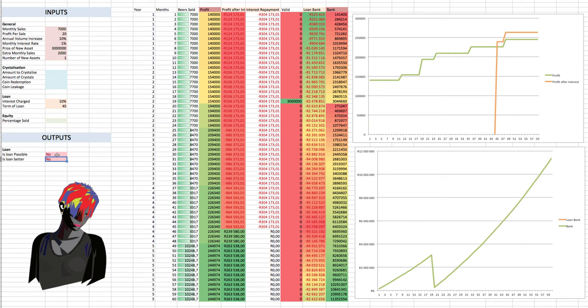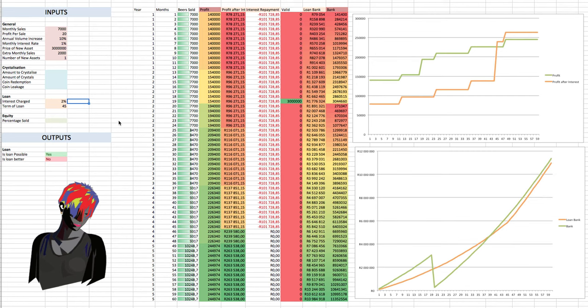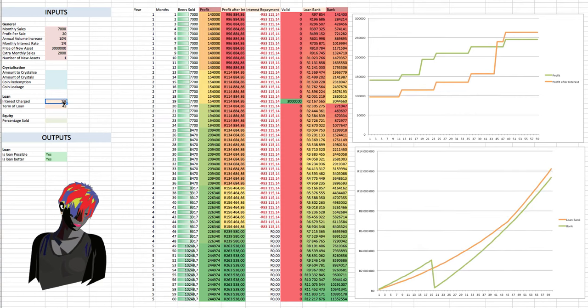And the loan's not better because the amount at the end is less than the amount in the bank when you just go the normal financing route. But 10% a month is quite heavy. We'd adjust it just to see what would happen on, say, 2%. On 2%, we can see that the loan is not better. So look at that, a single percentage does change it.